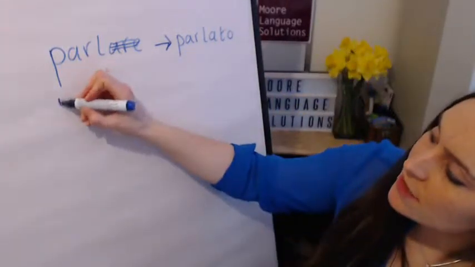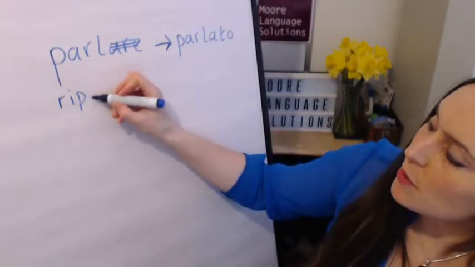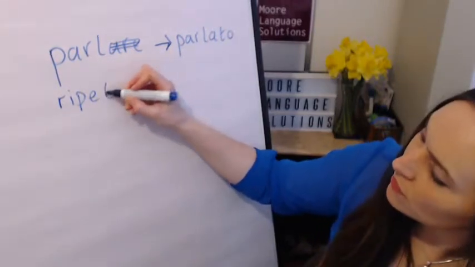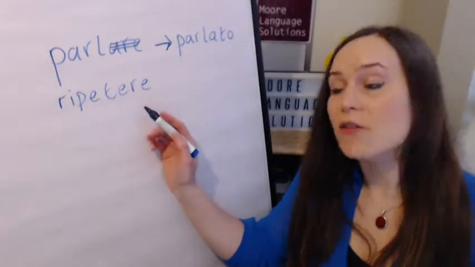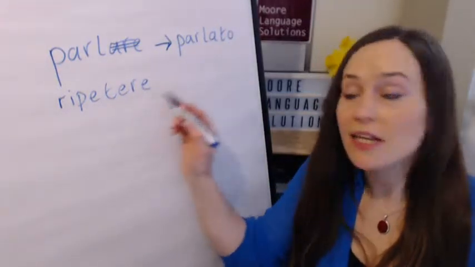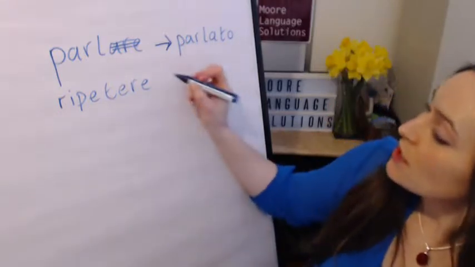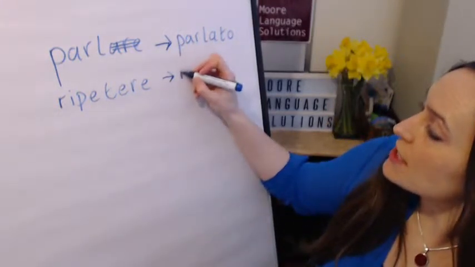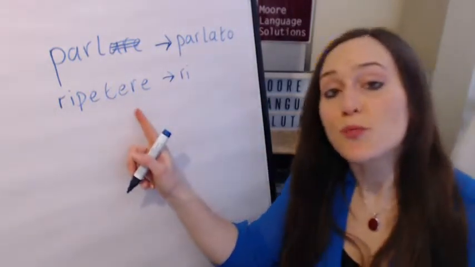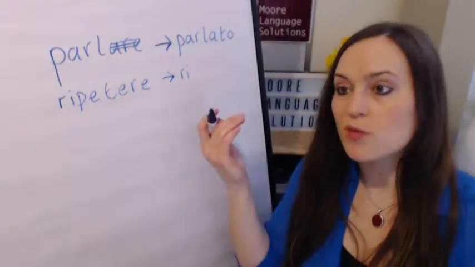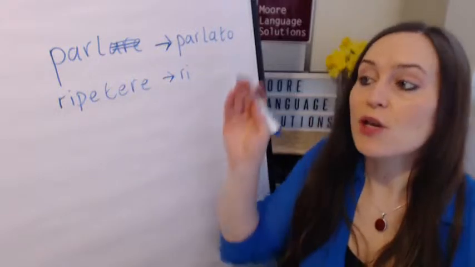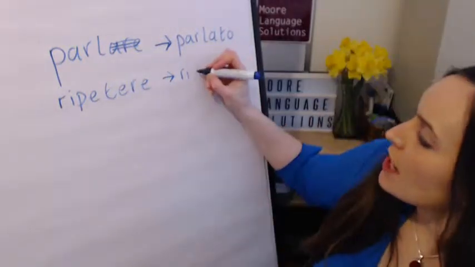Here is a slightly different verb, ripetere. Okay, so this is an ERE verb, that's the ending, E-R-E. So we're going to change that into the past participle. This means to repeat. So the past participle will sort of translate into English as repeated.